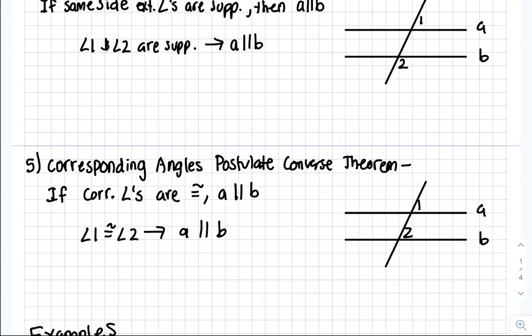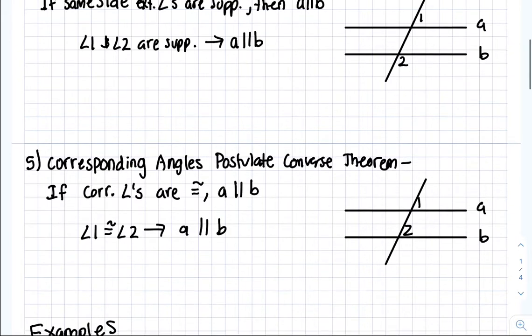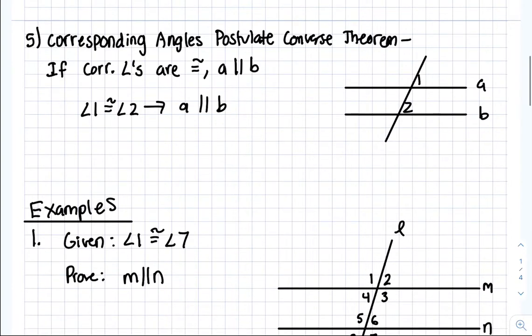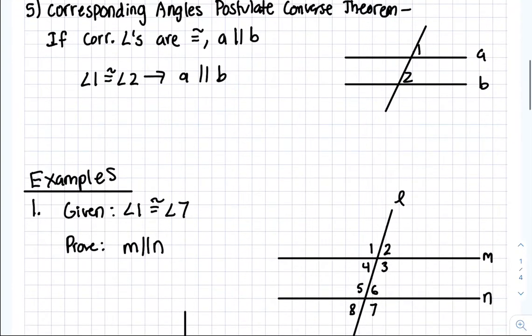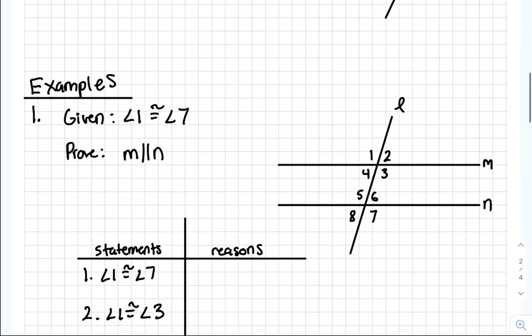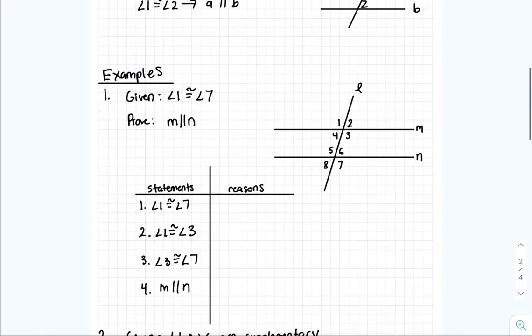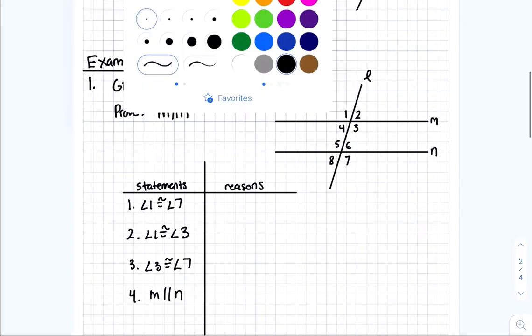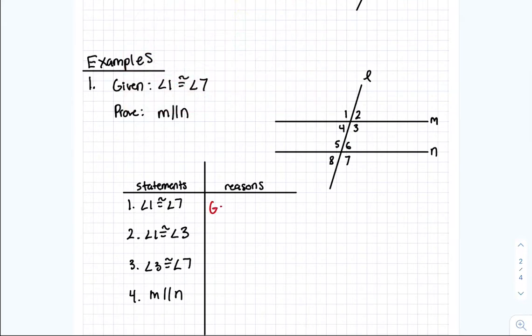Tomorrow we are going to have proofs, and some problems you can work on in your groups. Let's take a look at this first one. We have a given statement, which is angle 1 is congruent to angle 7. We know this is given.